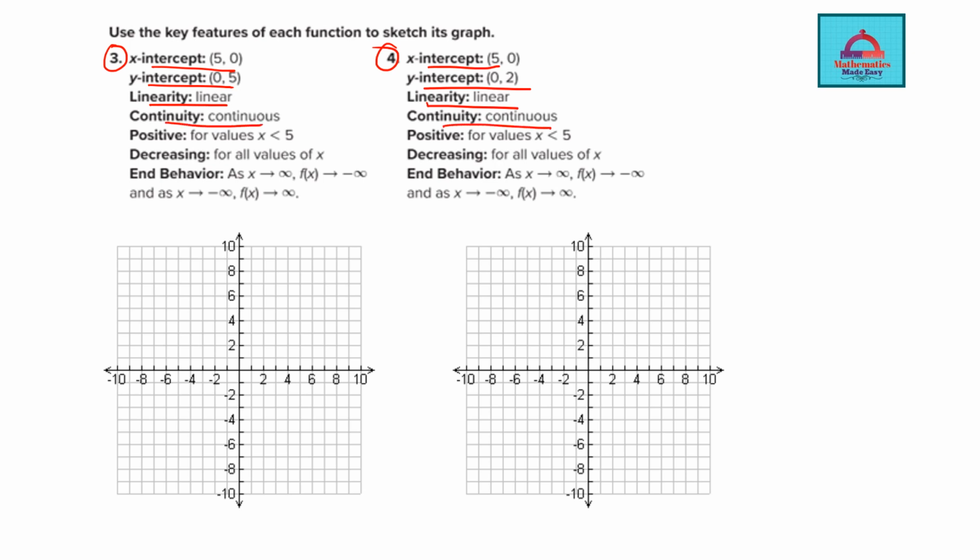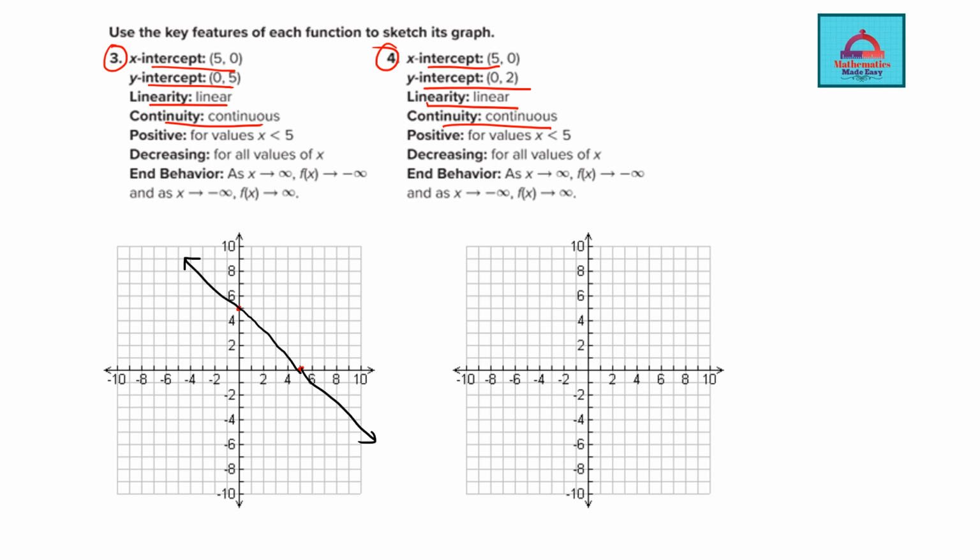So let's do it. So x-intercept means the point on the x-axis. So I will come to the point (5, 0). Y-intercept means on the y-axis (0, 5). Now join them with a straight line. So I join the 2 points and I extend them in both the directions.